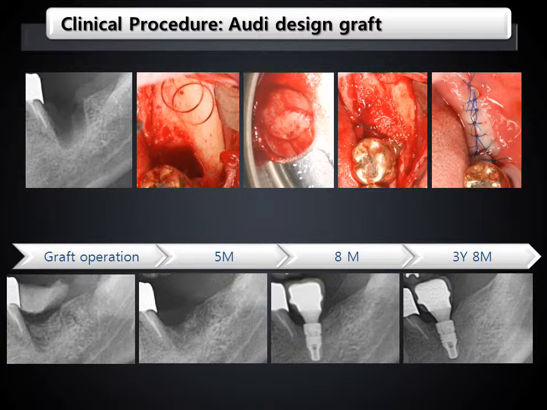The particle size was from 3 to 6 mm in diameter and the thickness was over 3 mm. In the defect, the particulated bone graft and coil BMP were filled, and the donor site was filled with HA and TCP bone graft. On 5 months after graft operation, implant was placed. On 8 months of graft operation, crown restoration was placed.